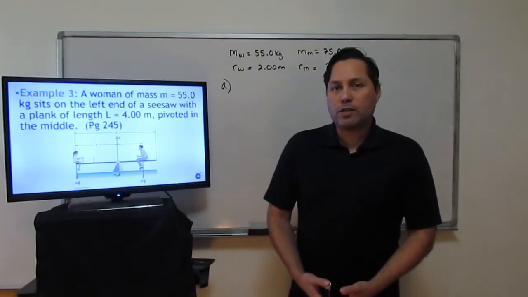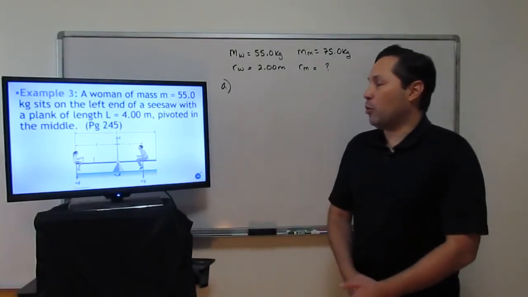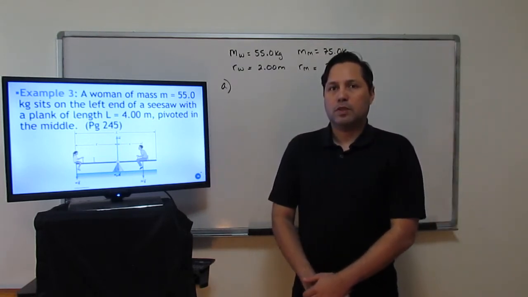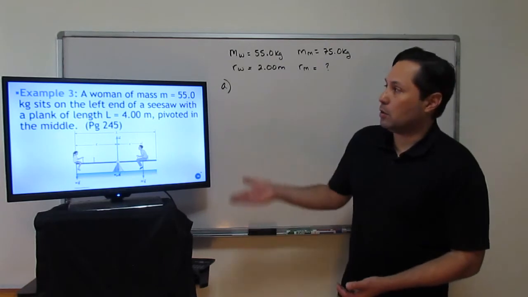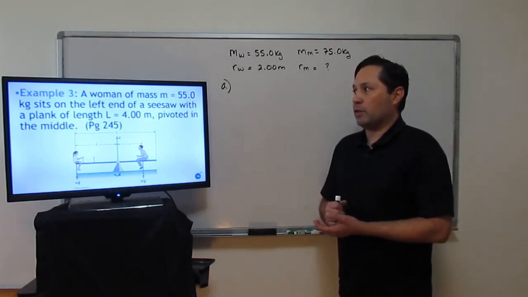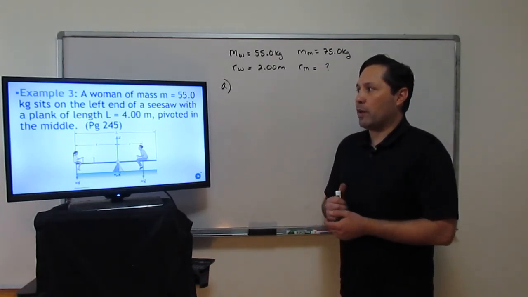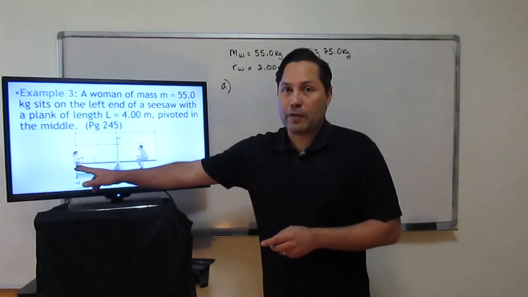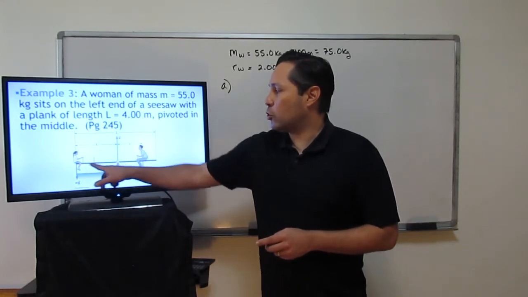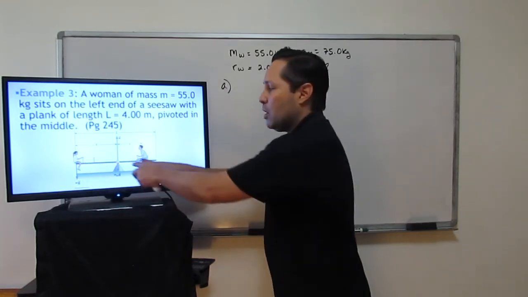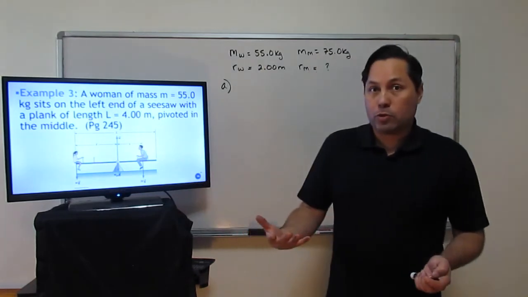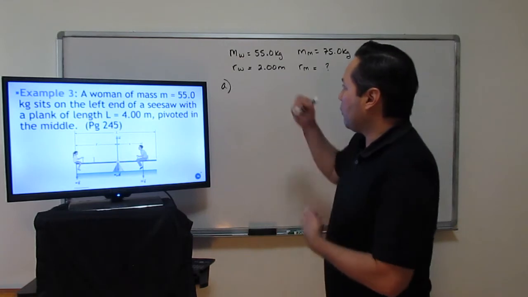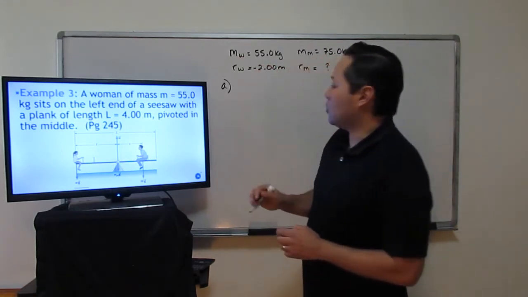In example 3, we're asked the following question. A woman of mass 55 kilograms sits on the left of a seesaw with a plank length of 4 meters, pivoted in the middle. So her mass is 55 kilograms and she sits 2 meters away from the pivot point. The whole plank is 4 meters long, so she's halfway. The pivot point's at the middle, so she sits 2 meters to the left of it. So I'm going to put -2 because she's on the left.